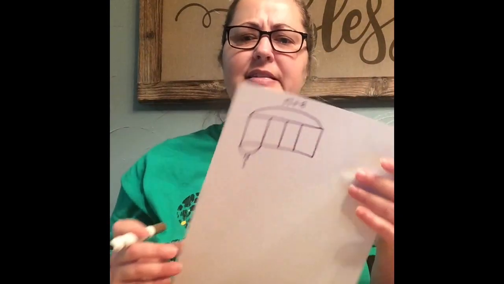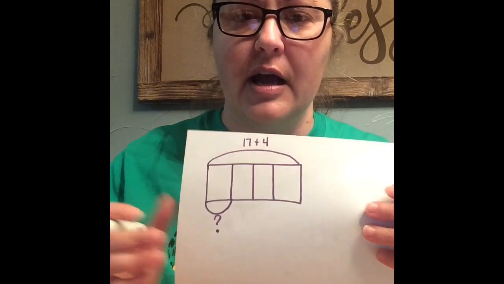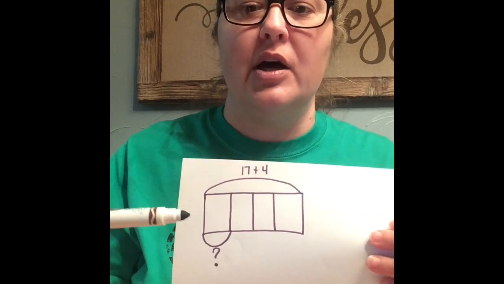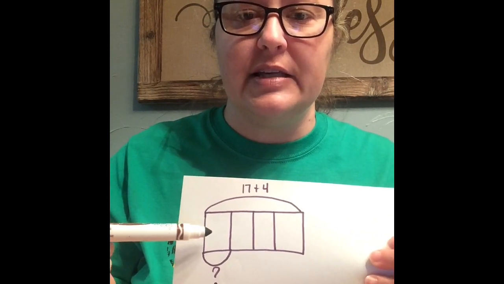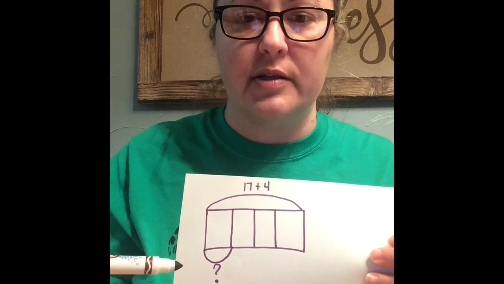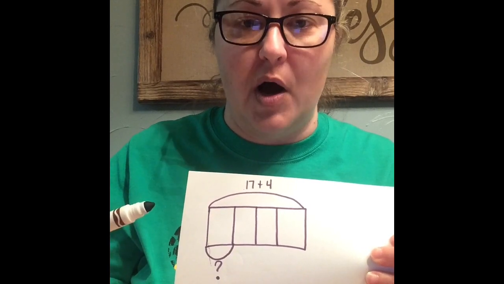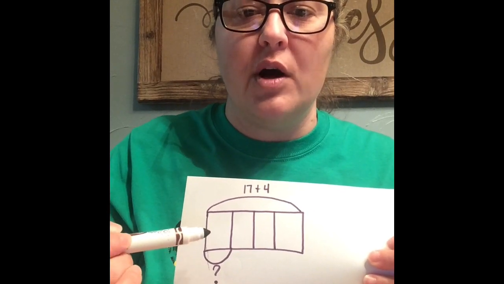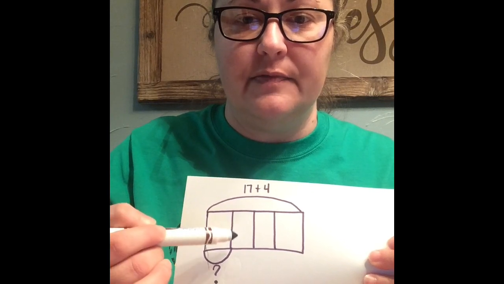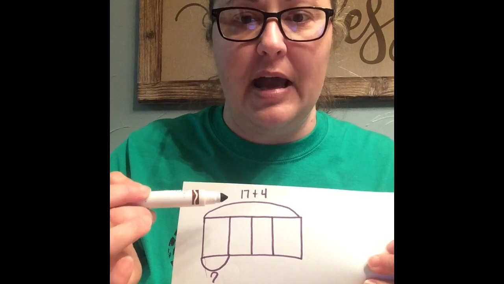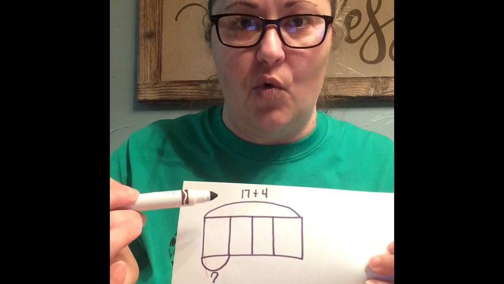In your packet in lesson 10, the first thing that it wants us to do is to take a picture, and then we're going to write out the number sentence that matches it, okay? So when we look at this, this is 1, 2, 3, 4 boxes, and so this box right here would represent one of those boxes, okay? And if we were to add up whatever this amount is repeatedly 4 times, we would come up with the same answer as 17 plus 4, okay?